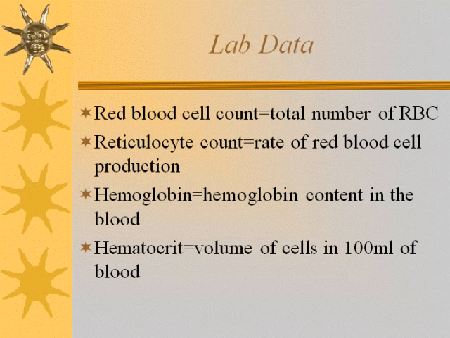What we usually look at to determine whether or not somebody is anemic is not necessarily their total red blood cell count. What we look at is the hemoglobin and the hematocrit. Those are usually the two main values that we look at to determine if somebody is actually anemic or if their blood count is actually low.